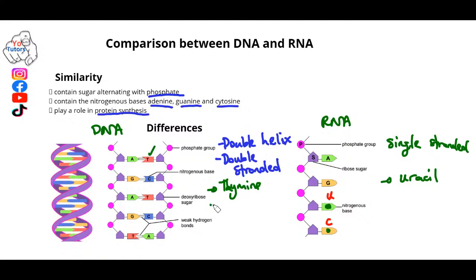Okay, then the sugar, as you can see from the sugar there, we have got deoxyribose sugar. So deoxyribose sugar here, let me circle it. But in this case here, on the RNA, we have what's called ribose sugar. That's another difference that you will see there. So this is what you must remember when you're looking at the differences and also similarities of DNA and RNA.